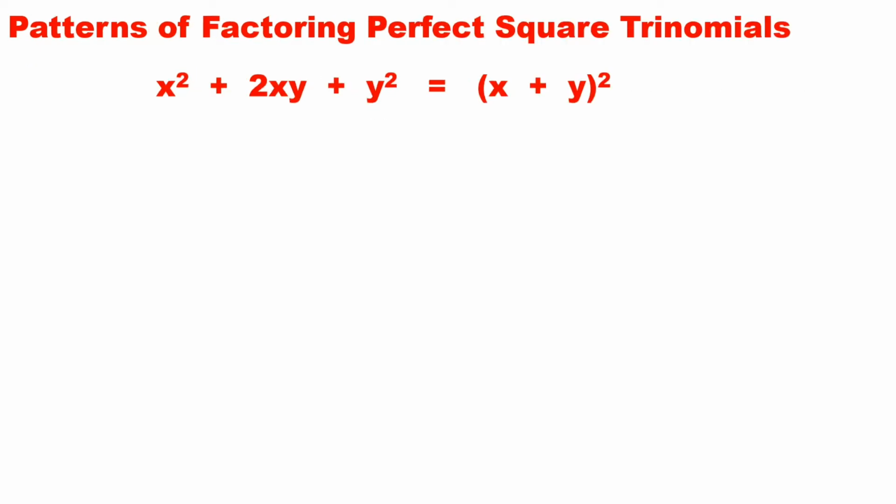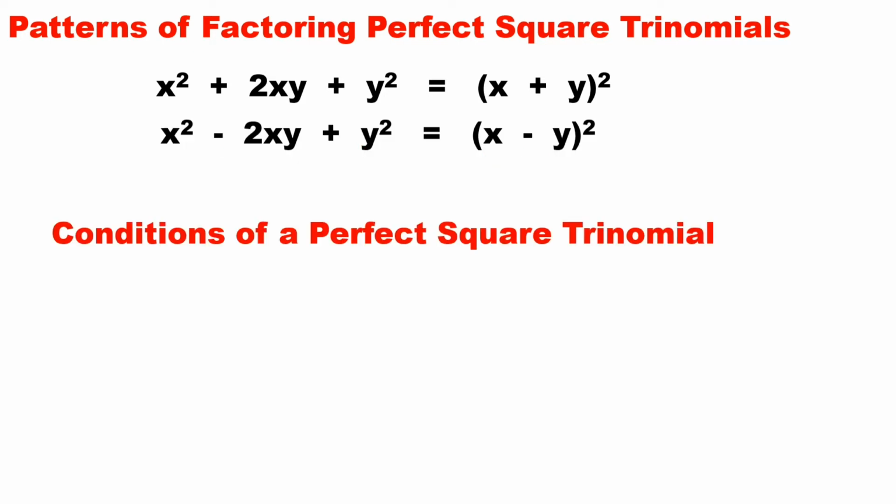Here are the patterns of factoring perfect square trinomials. x squared plus 2xy plus y squared, the factor is quantity x plus y squared. Another, x squared minus 2xy plus y squared, the factor is quantity x minus y squared.